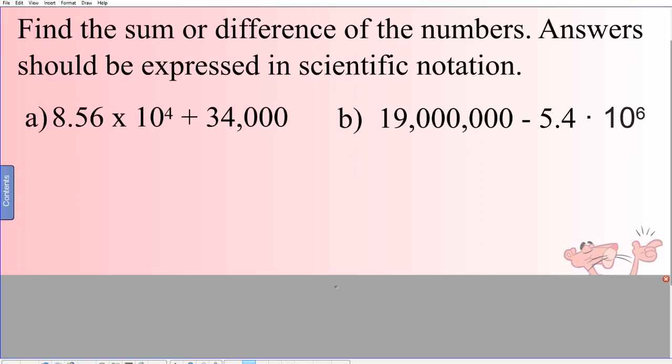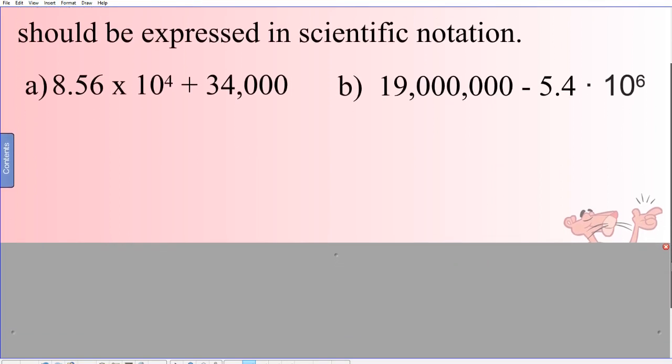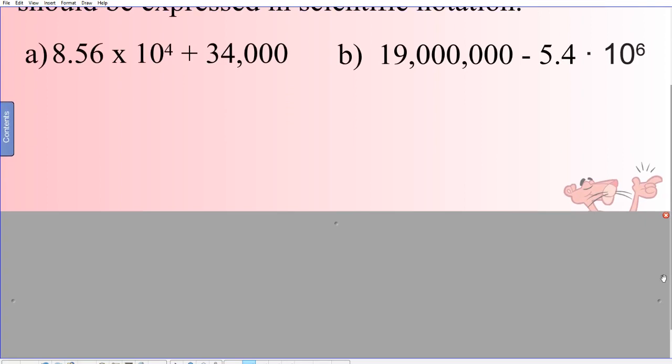Example 3. Find the sum or difference of the numbers. Answers should be expressed in scientific notation. Okay, so what this example entails is these are now numbers in different forms. There is some that are in scientific notation and some that are in standard form. So you have to make the decision. Do you want to change them both into scientific notation or change them both into standard form? I would say the majority of students would rather change them into standard form and then answer it and then convert back into scientific notation. That seems to be, from my experience, what most students prefer.